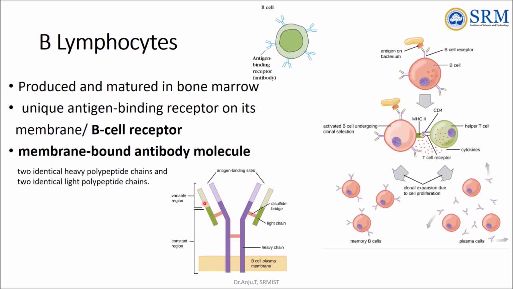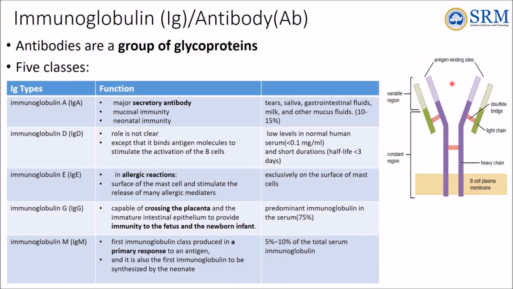Where it binds with the antigen is at this portion. This is called the variable region. These immunoglobulins, the receptor proteins present on the B cell, are majorly of 5 classes: immunoglobulin A, immunoglobulin D, immunoglobulin E, G and M. These are the 5 types of immunoglobulins.